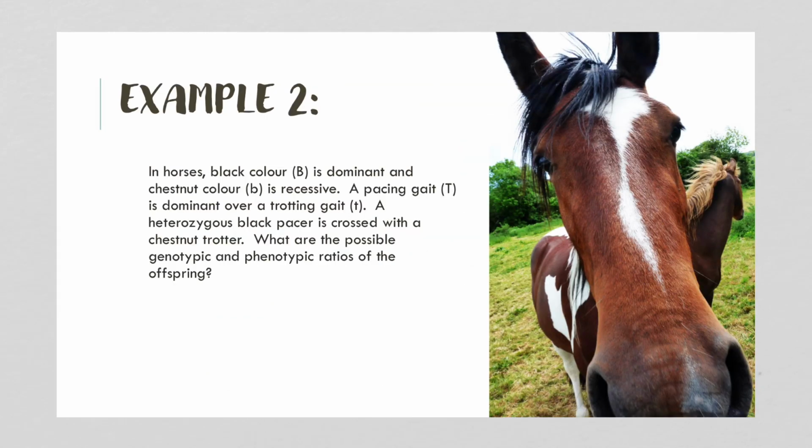So we'll do another example. In this case, we're going to look at horses. So in horses, black color, big B, is dominant, and chestnut color, little b, is recessive. A pacing gait, big T, is dominant over a trotting gait, little t. So a heterozygous black pacer is crossed with a chestnut trotter. What are the possible genotypic and phenotypic ratios of the offspring?